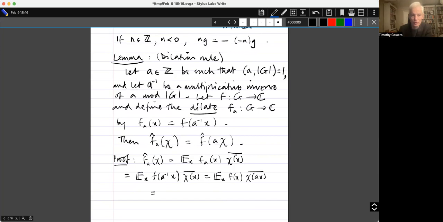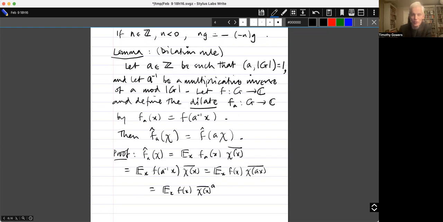and that's exactly the definition of f hat of... actually, there's an extra step here, which is the average of x, f(x), chi of x bar to the a. And that is precisely taking chi of x a times in the dual group. So now I can say that that is the definition of f hat of a chi.